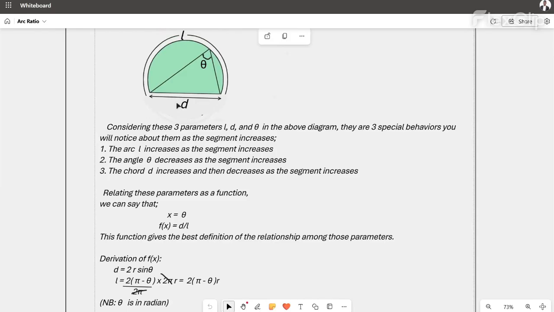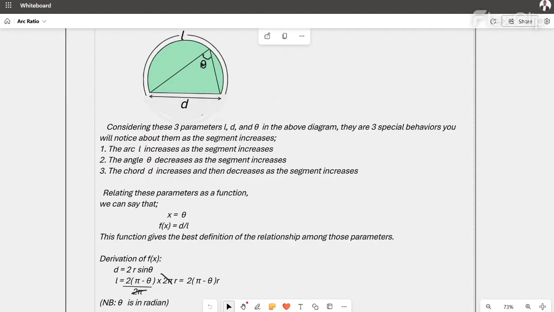This is the formula for finding the chord of a segment, which says D is equal to 2 times R times sine theta, while L is equal to 2 times open bracket pi minus theta close bracket all over 2 pi times 2 pi r, which is equal to 2 times open bracket pi minus theta close bracket times r. This first formula is the one we use for finding the chord of a segment.